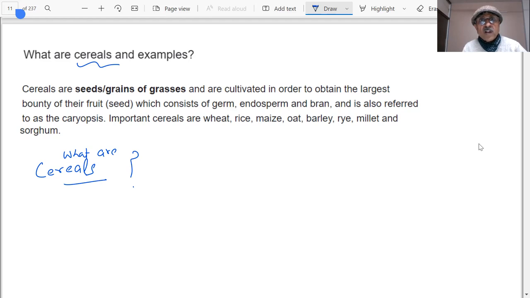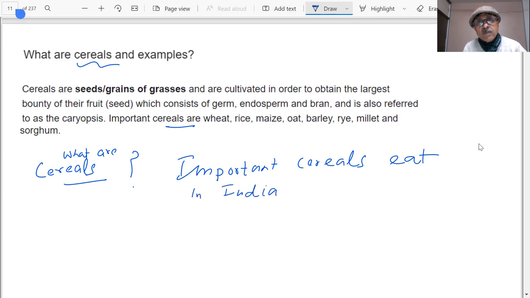Seeds or grains of grasses that are cultivated in order to obtain the largest bounty of their food, seed, which consists of germ, endosperm, and bran. It is also referred to as cereals. Important cereals. What important cereals in our country do we eat? Important cereals which you eat in India, in our country. Give me the names of a few of them. These are seeds or grains of grasses.